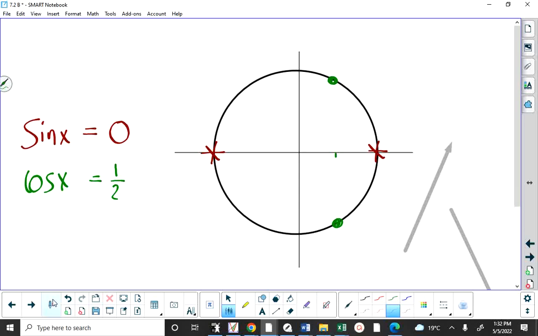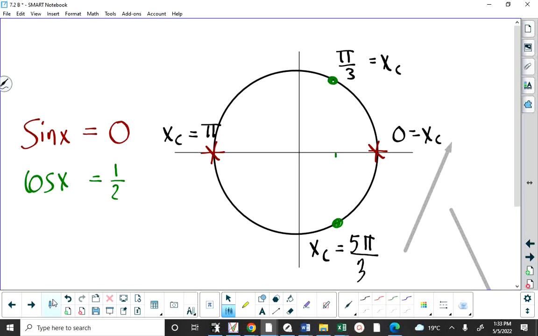So I'm going to start at 0 and write down all of our critical values of x. We have a critical value of x of 0 radians. We have a critical value of x of pi over 3 radians. We have a critical value of x of pi radians. And we have a critical value of x of 5 pi over 3. I'm pretty sure those numbers are right, but looking at your unit circle, can you confirm them? Okay.